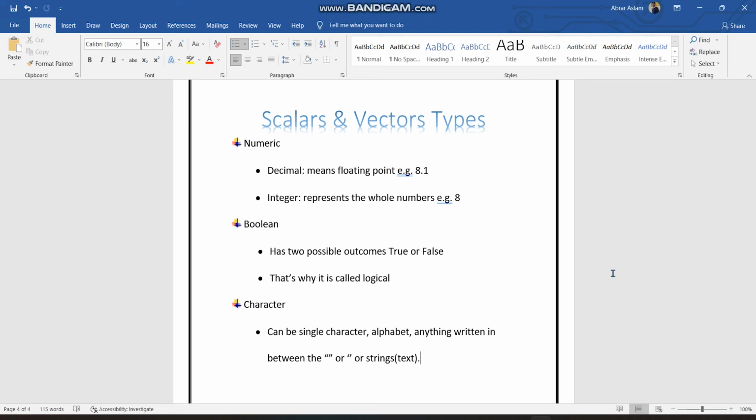Boolean. Boolean has two possible outcomes, either true or false. That is why it is called the logical data type. Character. Character can be a single character or alphabet or anything under double quotation or single quotation. If you are familiar with some C++ concepts, you also know that strings also fall in this category.